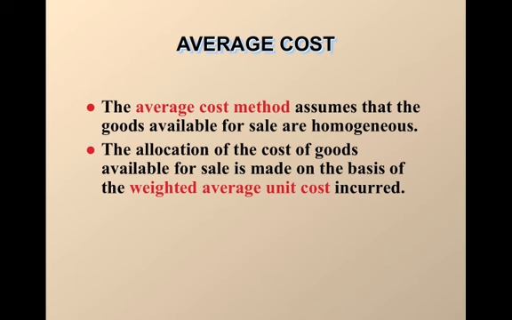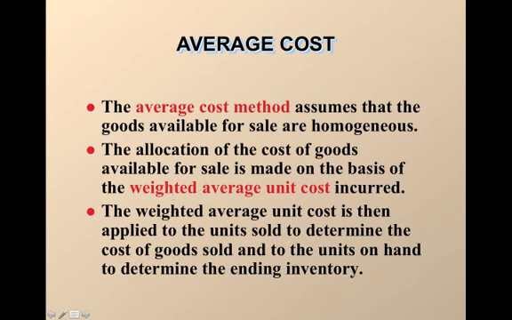Now be very careful here. We're talking about the weighted average, not just a regular average. So there's a specific method that we need to follow here to get the weighted average. The weighted average unit cost is then applied to the units sold to determine the cost of goods sold and to the units on hand to determine the ending inventory.